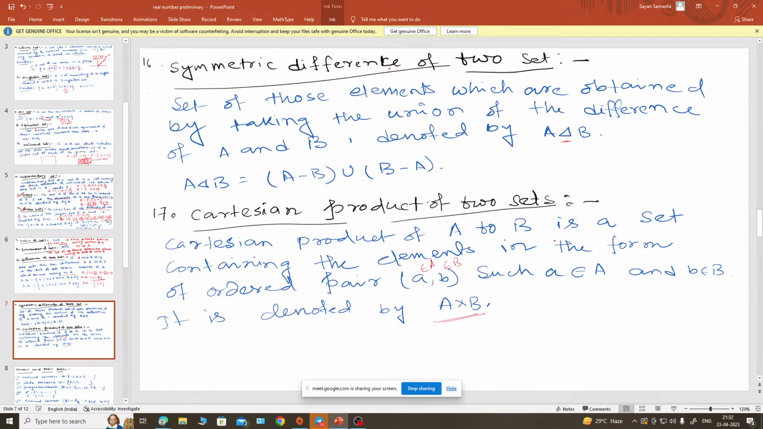So what is the Cartesian product of two sets? The Cartesian product of A and B is a set containing the elements in the form of ordered pairs. That is called an ordered pair. In the first position we put an element of capital A and in the second position an element of capital B, and we denote it by A cross B. That is called the Cartesian product of two sets. Is it clear to everyone? Now go to the next page. Is it clear?